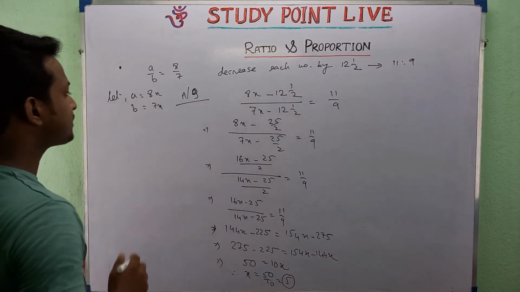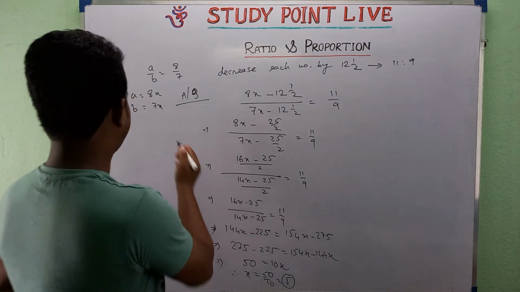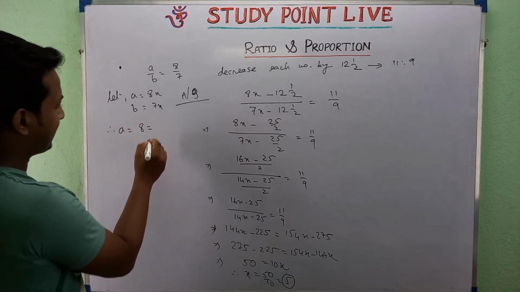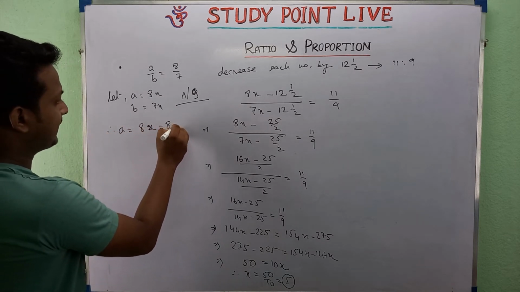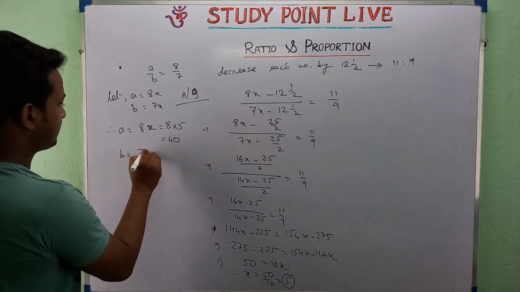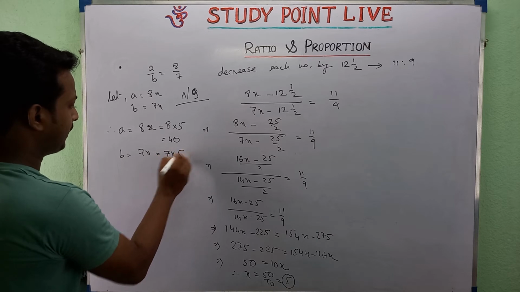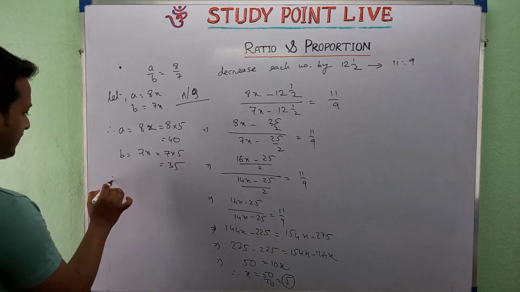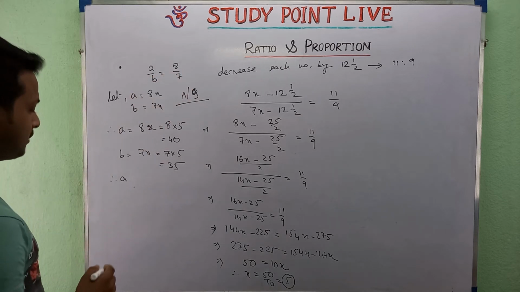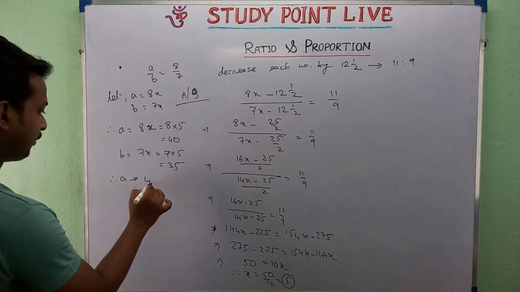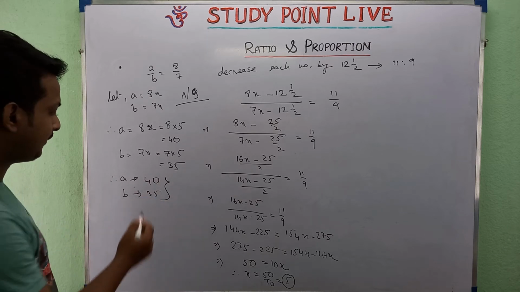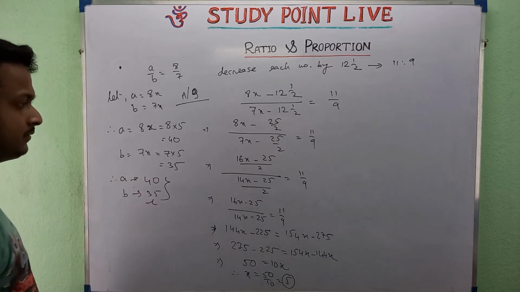Right? Now see, here a was 8x and b was 7x. Therefore, we can say a = 8x, and here x is 5, so it will become 40, and b will become 7x, that is 7 into 5, that is 35. So the ratio of a to b was 8 to 7. So the value of a is 40 and b is 35. It was a question, find the value of a and b, so this will be the answer.